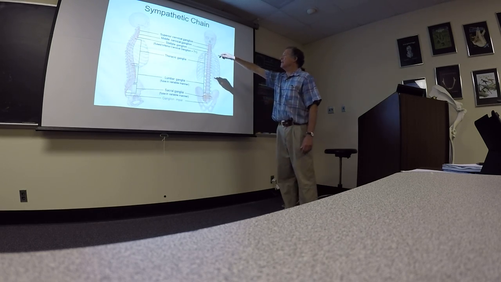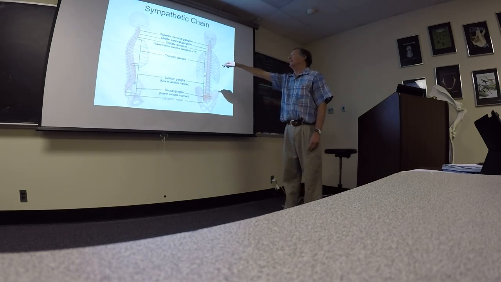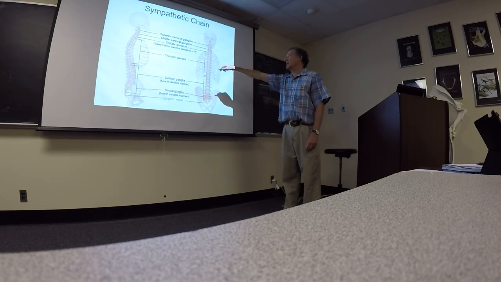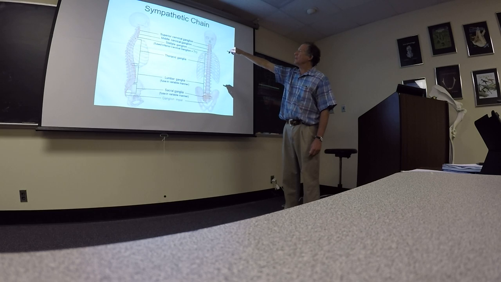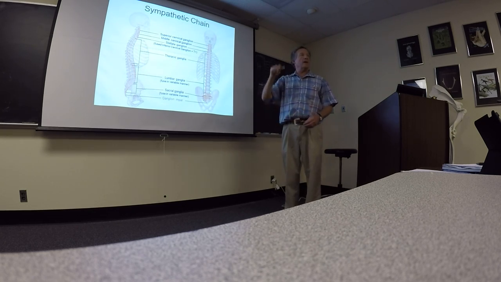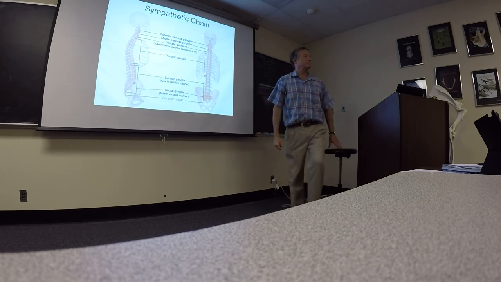So you can identify, if you dissect and look along the side of the spinal cord, you will see these ganglia all up and down, even down here in the sacrum. But when you get up into the neck, you don't see individual ganglia. You see big blobby things.